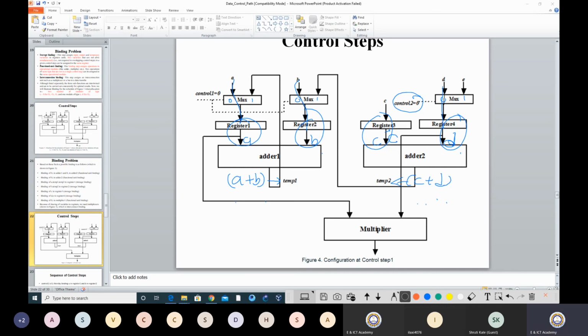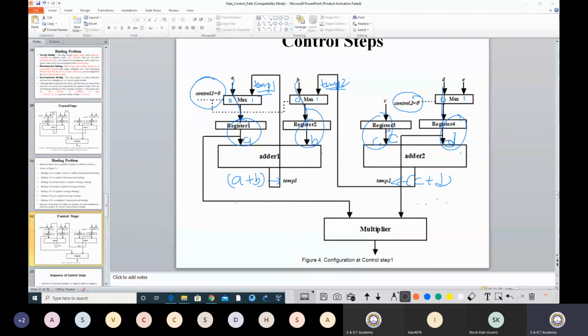Now what I need to do? I need to do the addition of temp 1 and temp 2. Now again, I have decided that I will store temp 1 over here, so temp 1 is available over here. Similarly, I will use register 2 for storage of temp 2, so temp 2 is available over here. It is not being stored into the register yet. It is available over here. It will be transferred to the register according to this control signal, but this control signal is still 0 right now.